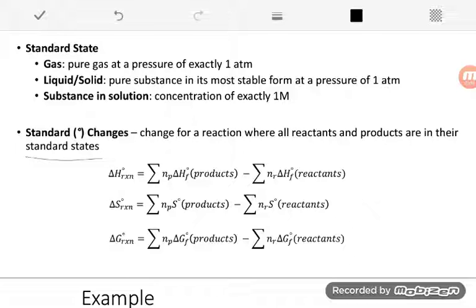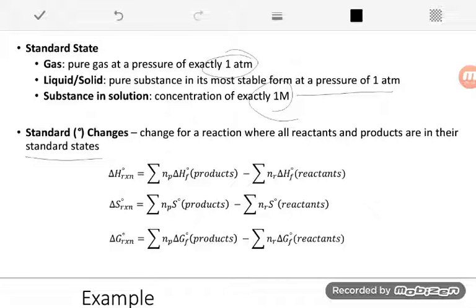For a gas, it's a pure gas at a pressure of 1 atmosphere. For a liquid or a solid, it's the pure substance in its most stable form at a pressure of 1 atmosphere. So if you remember back to phase diagrams, if you looked up at a particular pressure and temperature, you would find if it's most stable as a solid or a liquid. So that's what it's really referring to. What's it most stable as? And for something dissolved in solution, it's a concentration of 1 molar.